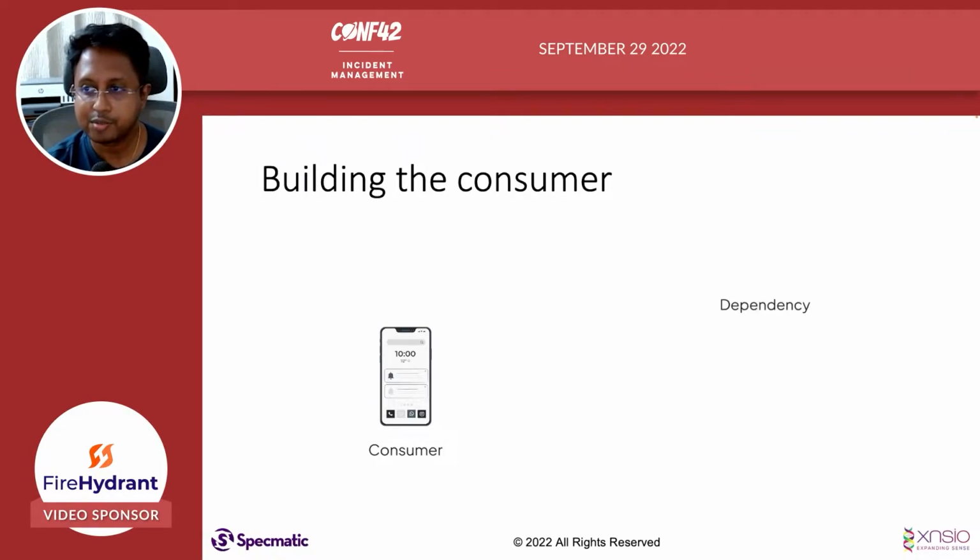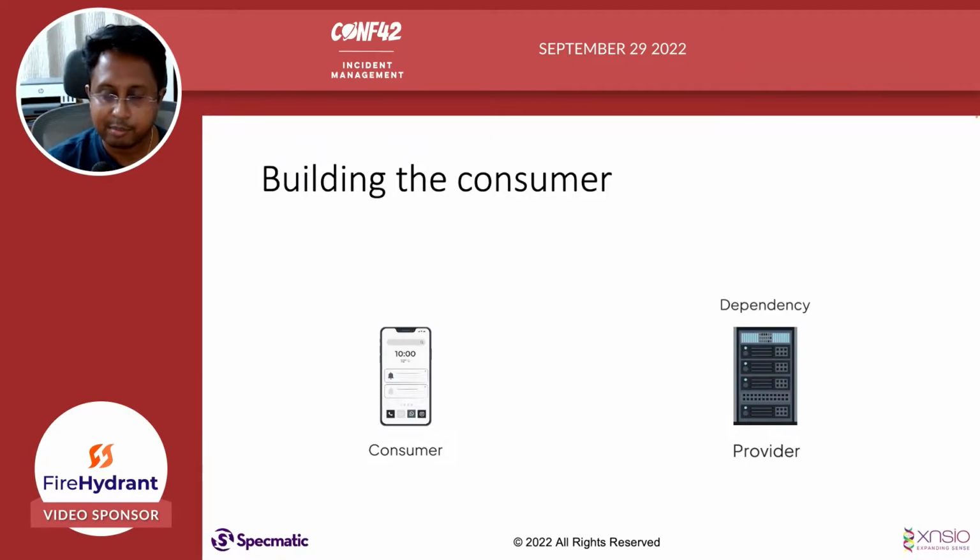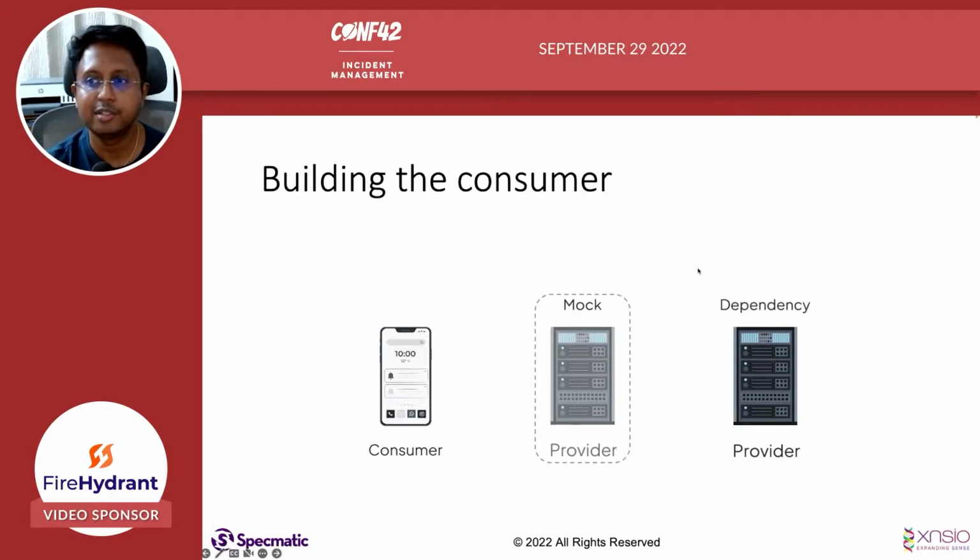Now, one way is to wait for the dependency, which is the actual provider application, to become available as a reference so that then we can build it out against it. However, this is not very productive because it's a sequential style of development. So usual practice would be to stand up a mock server to emulate the provider so that the consumer application development can progress independent of whether the provider itself is actually built or not.